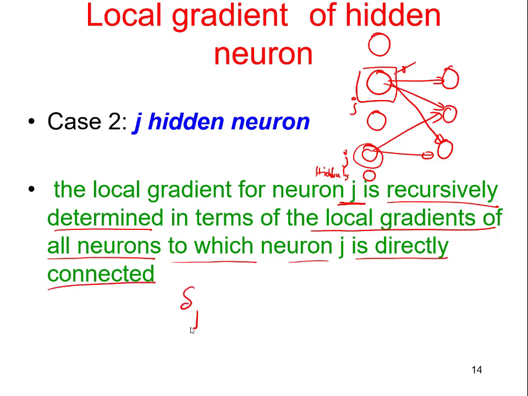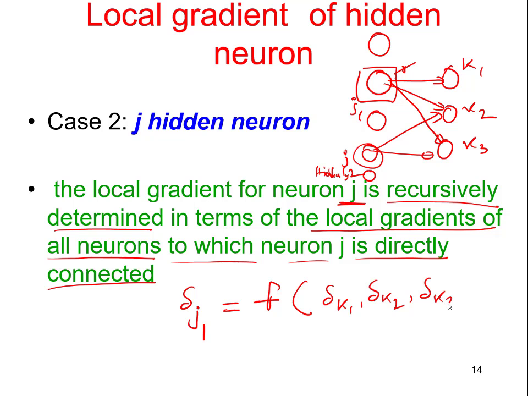So delta J can be computed with the help of a function. Consider K1, K2 and K3, and J1 and J2. J1 can connect with delta of K1, delta of K2 and delta of K3. After computing delta K1, delta K2 and delta K3, the result is recursively fed back to delta J1, and then delta J1 can be computed. The same goes as we move from layer to layer.